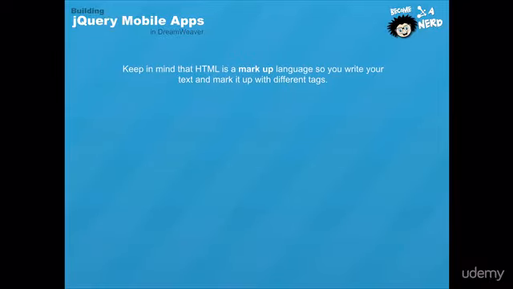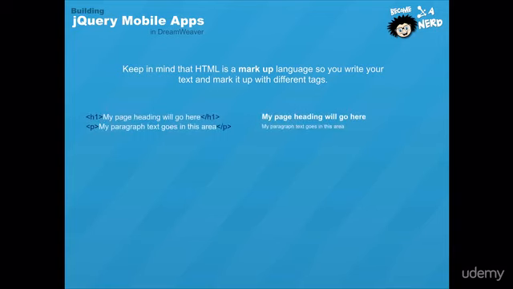Now, keep in mind that HTML is a markup language, so you write your text and mark it up in different tags. That means you take text like, okay, my page heading will go here, and my paragraph text will go in this area. And then you mark it up using different tags. Like in this case, the heading tag will be marked up by H1, and then the paragraph tag, the regular text, will be marked up by a P tag.